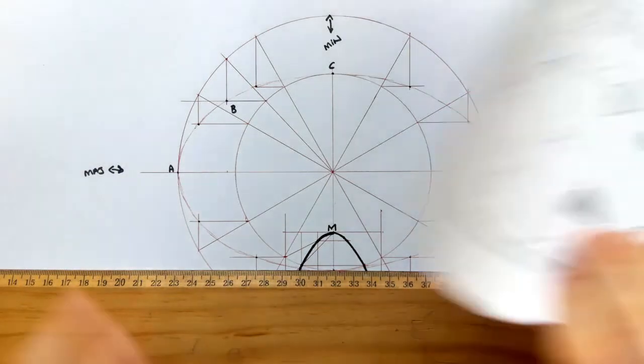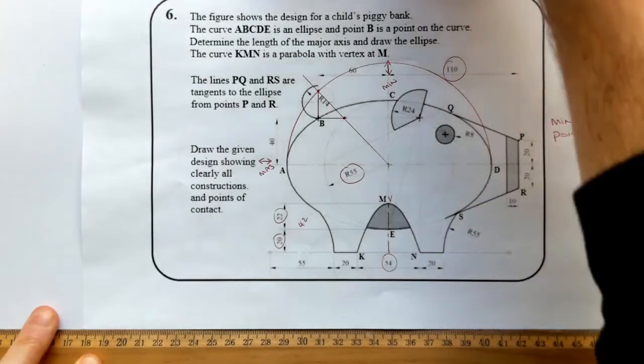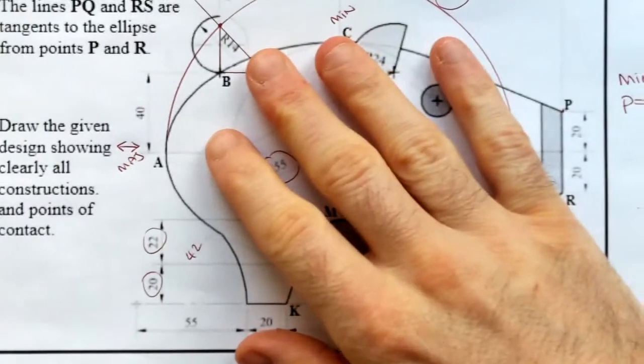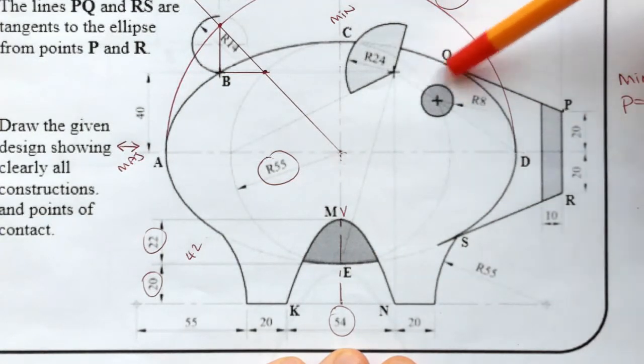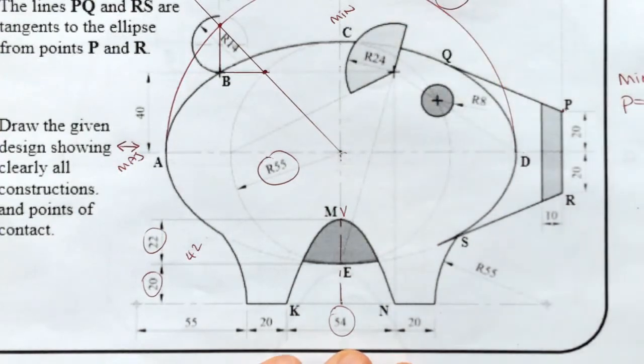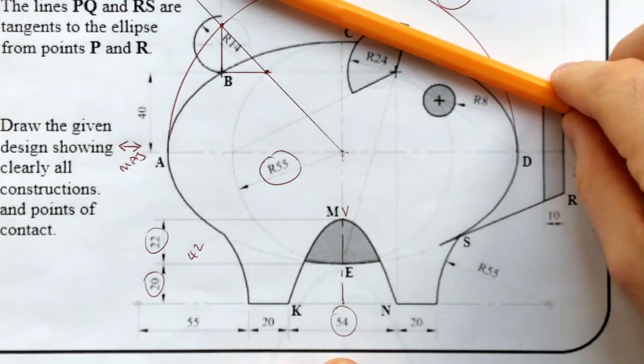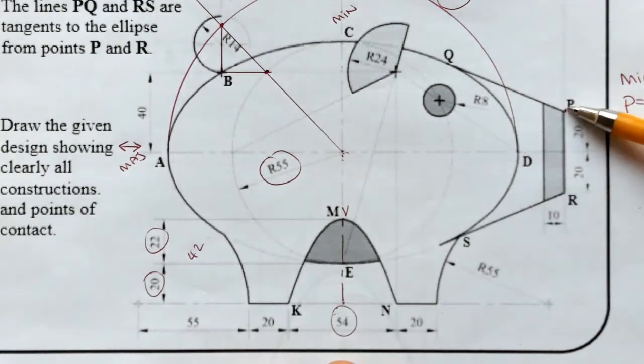Okay, so what we have here is a tangent to our ellipse located from a point outside of the curve. Okay, we do not have Q, which is the point of contact where the tangent connects to it. Okay, so it's literally a line going like that. Alright, but we do have P, which is a point outside the curve.